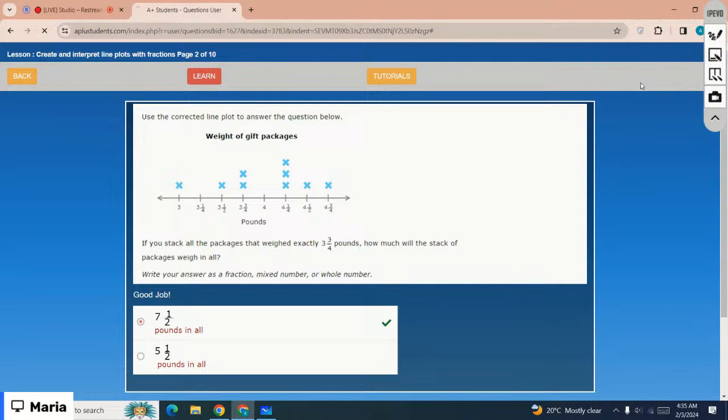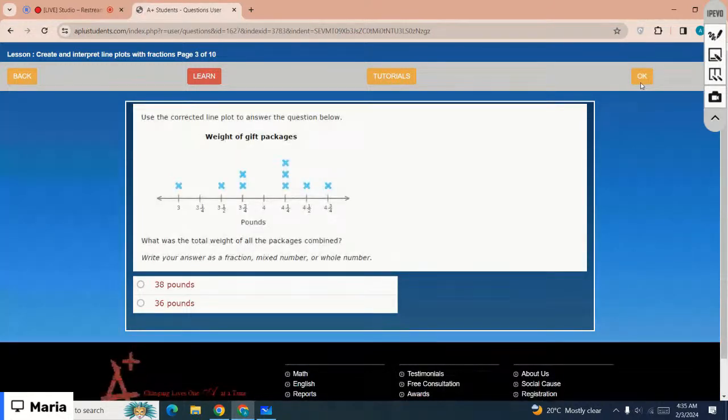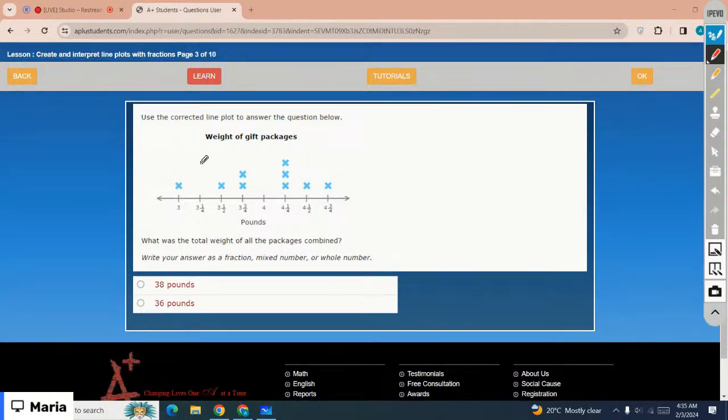Okay, the next one is: use the correct line plot to answer the following question below. What was the total weight of all the packages combined, right? The total weight. You need to multiply all these values by their weight, right? You have 1, you have to do 1 times 3. Plus here you have 1, you have to do 1 times 3 whole 1 over 2.